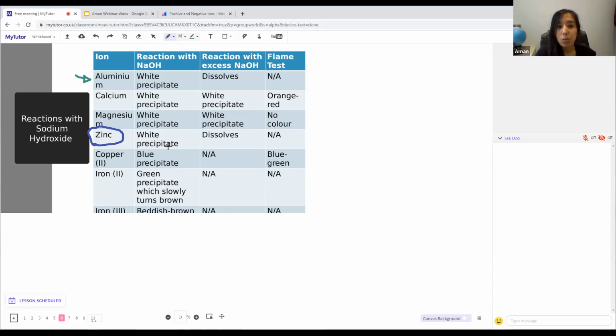And then what we can do is add more sodium hydroxide, or excess sodium hydroxide. And what will happen is that the aluminium will dissolve, or that white precipitate will dissolve. So when we add a little bit of sodium hydroxide, we get a white solid. When we add lots of sodium hydroxide, it will dissolve. So that's aluminium. And if we have a look at what's actually happening, when we add aluminium, we're then adding it to hydroxide ions.